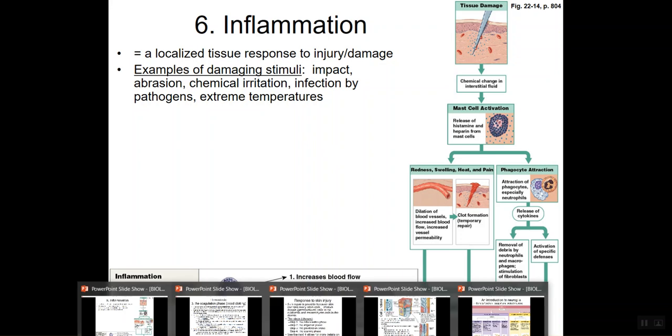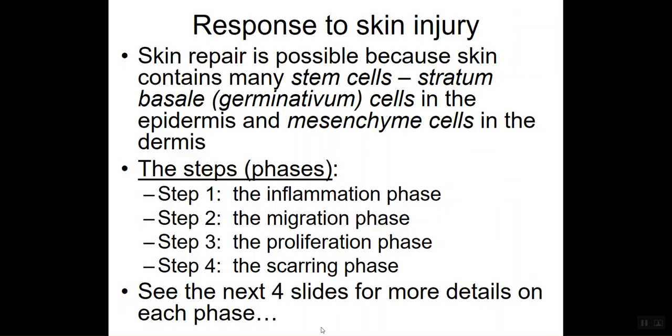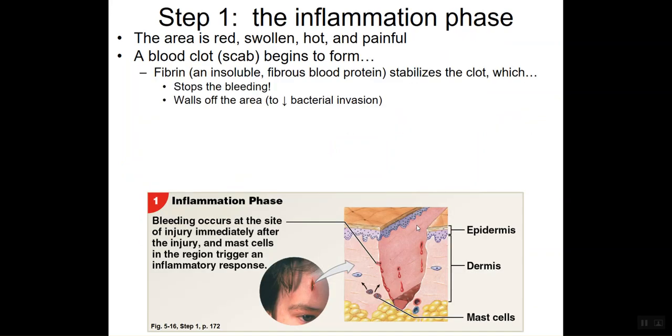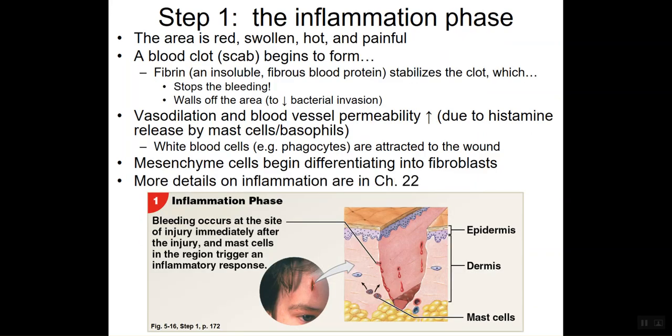It's been a while, but way back in the fall, in chapter 5, towards the end of the skin chapter, we did learn a little bit about inflammation as the first phase of skin repair. So these are the things we saw back in ANP1.